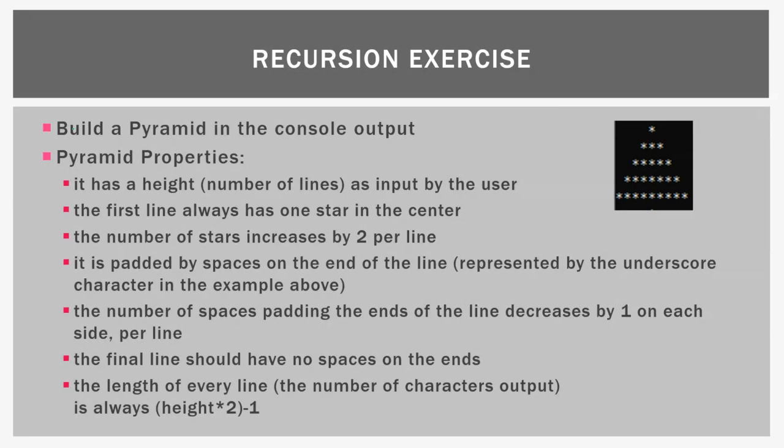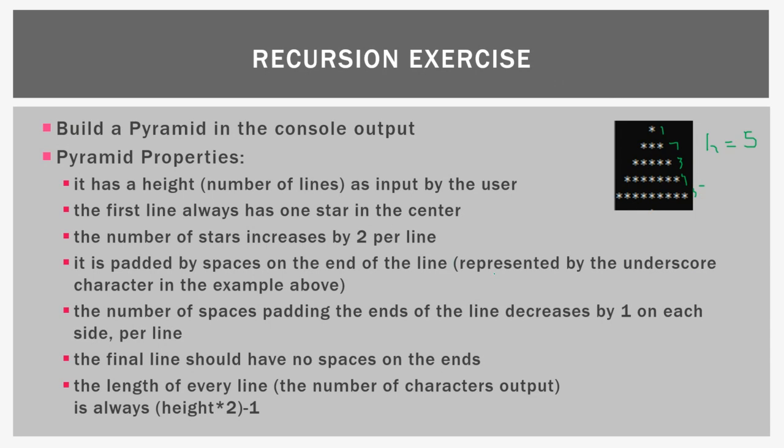So the pyramid properties: it has a height, so the number of lines, as input by the user. So this is a pyramid of height 5, because there's 5 lines, right? 1, 2, 3, 4, 5. The first line always has 1 star in the center. The number of stars increases by 2 per line. So the number of stars is always 1 on line 1. And then if you have a line 2, it's going to be 3 stars, and then 5, 7, 9, etc.